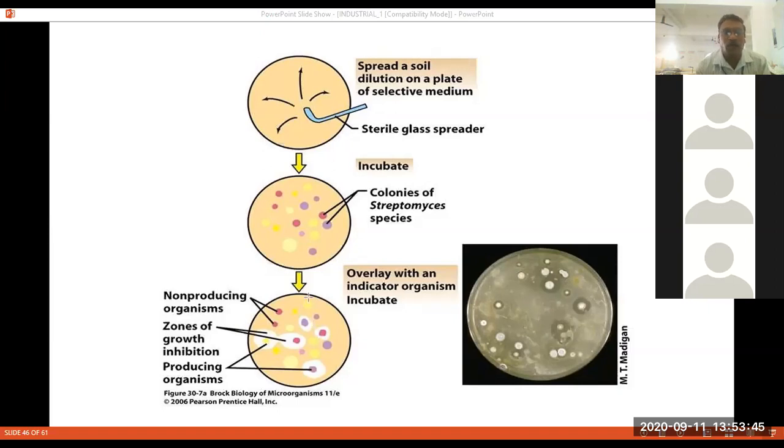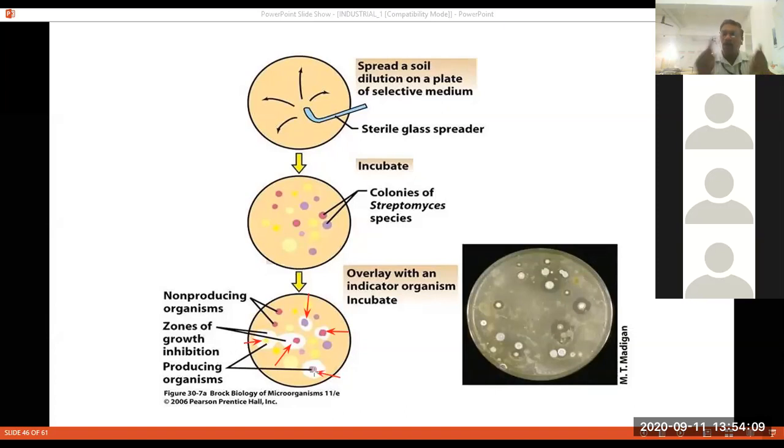Now see here, this colony shows a zone of inhibition around it. This one is also producing a zone of inhibition, and this culture again shows a zone of inhibition. This colony again shows a zone of inhibition. It means that when you incubate this plate, there is a secretion of some chemicals around the colony, and those chemicals can inhibit the growth of the indicator organism, in which you are interested.